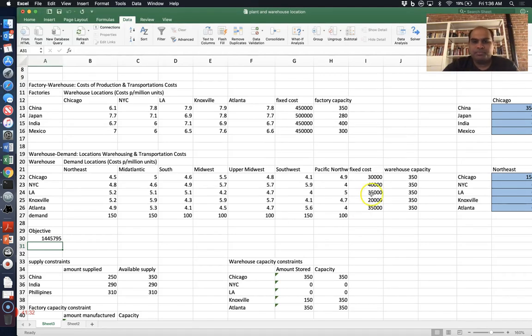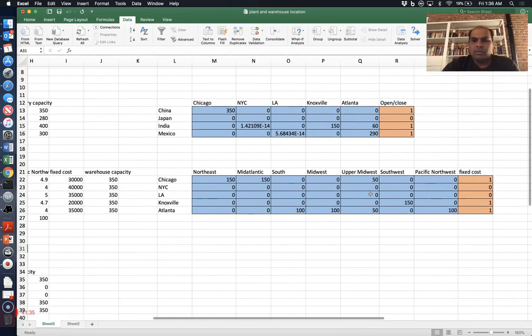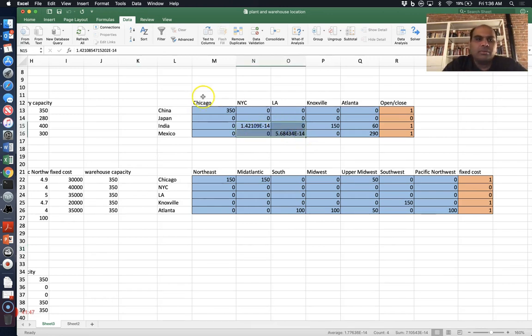And there you go. All right, so this is our final solution. Now, a couple of things. You'll notice that you have e raised to minus 14 and e raised to minus 14. Those are really small values. They are essentially zeros.